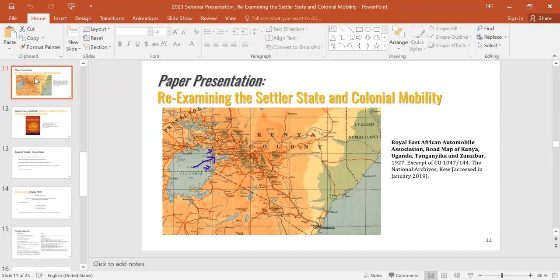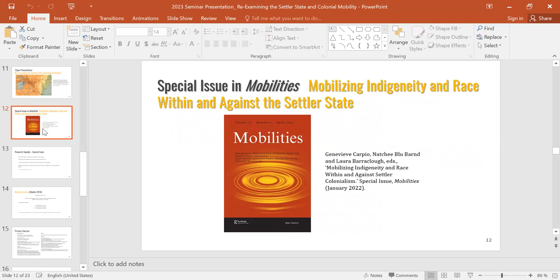they have emerged from a special issue in Mobilities in January 2022. In their introduction, the editors Genevieve Carpio, Nachi Blu Bard, and Laura Barraclough explained that they are heeding Georgine Clarkson's call to work on mobilities and settler colonialism outside of Australasia. A pioneer of the new mobility history, Georgine Clarkson has provided thought-provoking studies of automobilities. The special issue adds case studies from the United States of America, Canada, and Israel to the existing research.